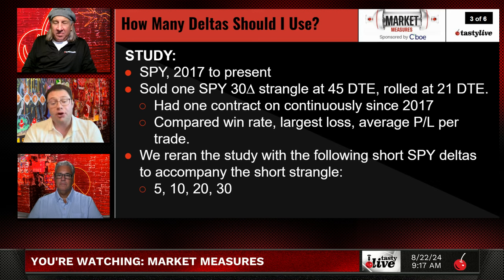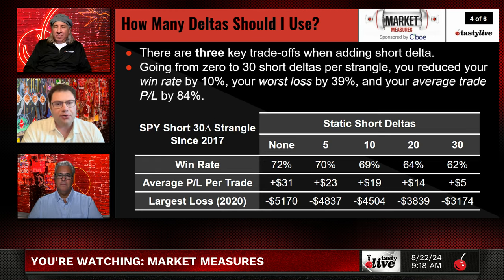So this is per 30 delta strangle, which right now runs you about $6,000 to $7,000 in buying power, and back in 2017 was an average of $5,000 to $6,000. With that in mind, that's where you can expand it to the portfolio level. There are 3 key trade-offs when adding these short deltas, and obviously they change the metrics we are looking to offset. If we go from 0 to 30 short deltas per strangle, you reduce your win rate by 10%, your worst loss by 39%, and your average P&L by 84%.